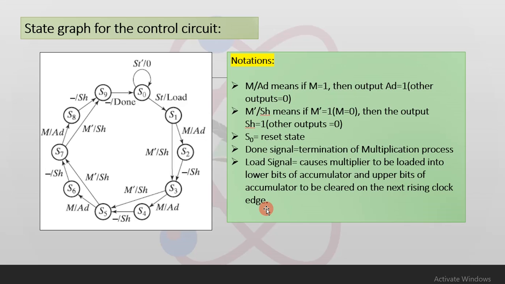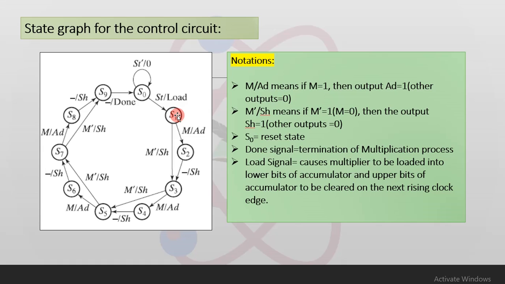So initially we have the state S0. If no start signal has been initiated, that means we need to remain in the same state, and we are going to come back to the state S0. If a start signal has been initiated, we are going to load the contents into the accumulator. That means in the loading process, we are going to load the lower bits of the accumulator with the multiplier and the upper bits of the accumulator will be all zeros. Now you are in the state S1.